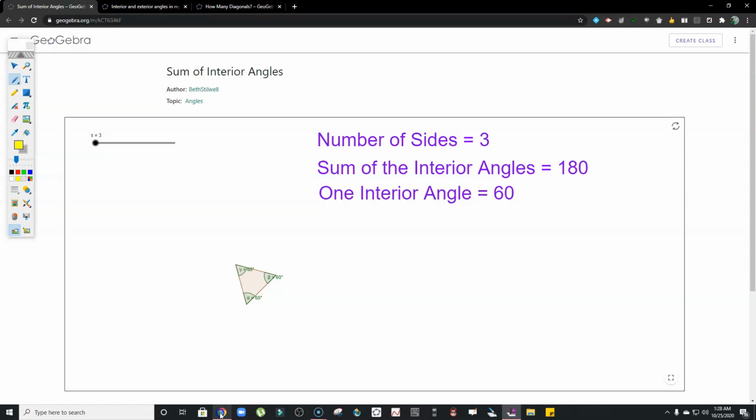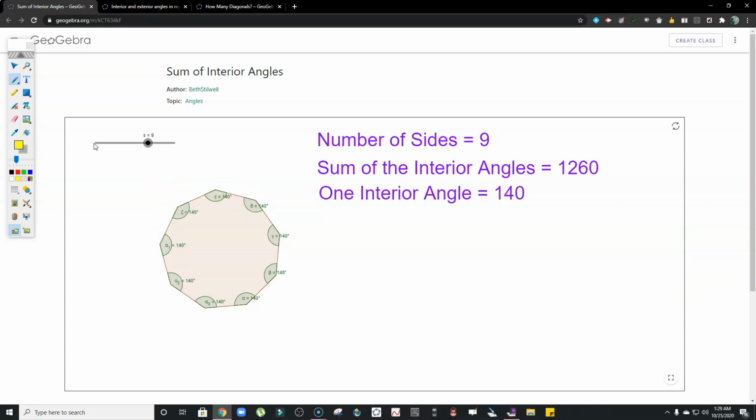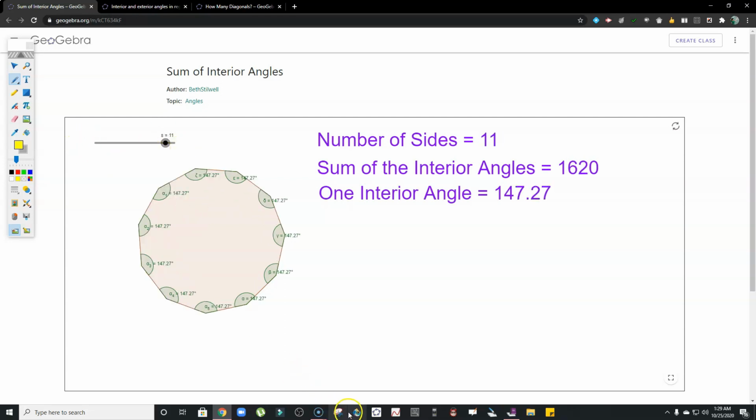Now, let's take a look at this. Okay, as you can see here, observe that this is a triangle. The number of sides is 3, the sum of interior angles is 180, and we all know that, and one interior angle is 60. So that's regular. Now look what will happen. When it's a square, it varies. So, the interior angle is 90. Okay, when it's a pentagon, the interior angle is 108, the sum is 540, and so on. See that? Okay, until we have the undecagon and the decagon. See that? Okay.